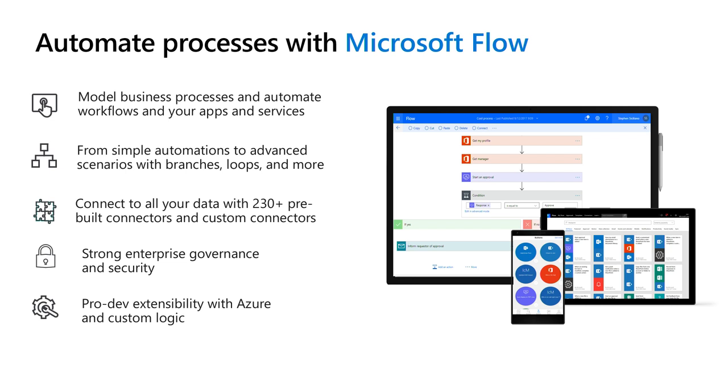And finally, you can extend this with custom connections and with Azure Functions. Azure Functions are one of the principal tools that we have to allow you to build an action that Flow doesn't already support inside of the connectors.